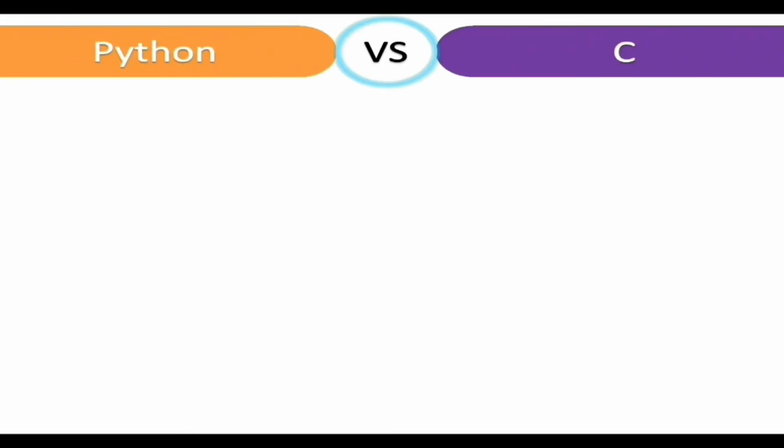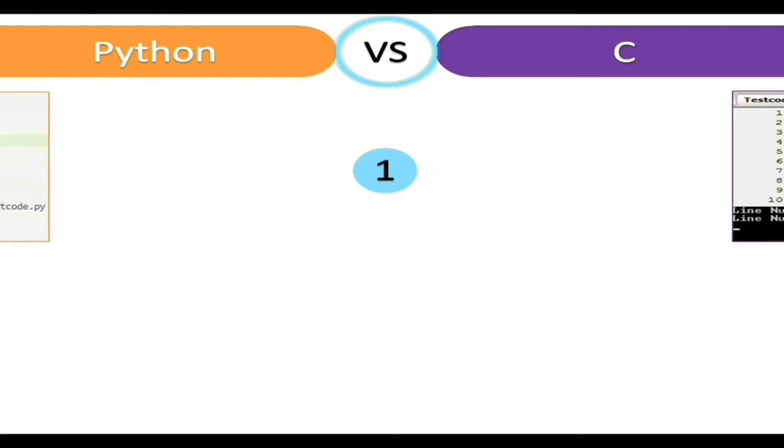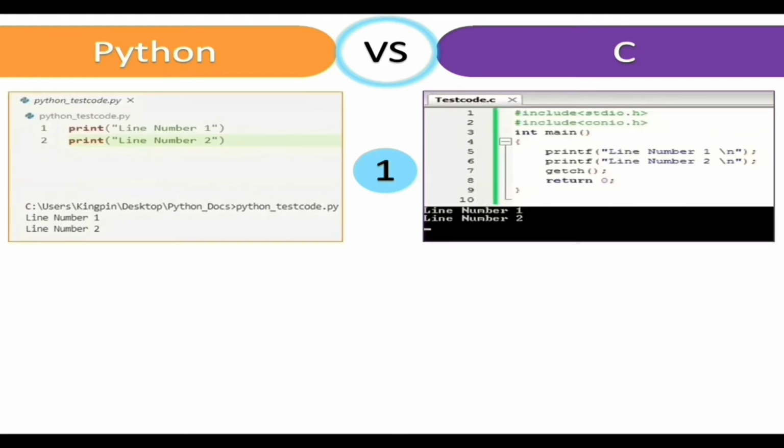On the left hand side we have Python code examples, and on the right hand side we have C code examples. The first point of difference is the number of lines of code. Clearly, Python only took 2 lines of code, whereas C took almost 10 lines of code to generate the same output. In C, we had to write 7 to 8 lines of extra code apart from the needed 2 statements: 2 lines for the header files, 1 line for the main function itself, and 2 lines for those parentheses which define the scope of this main function.